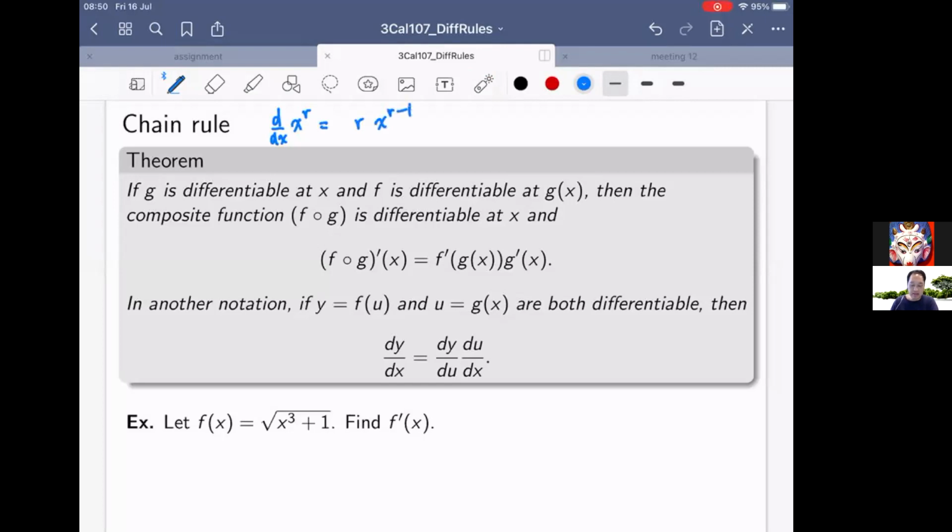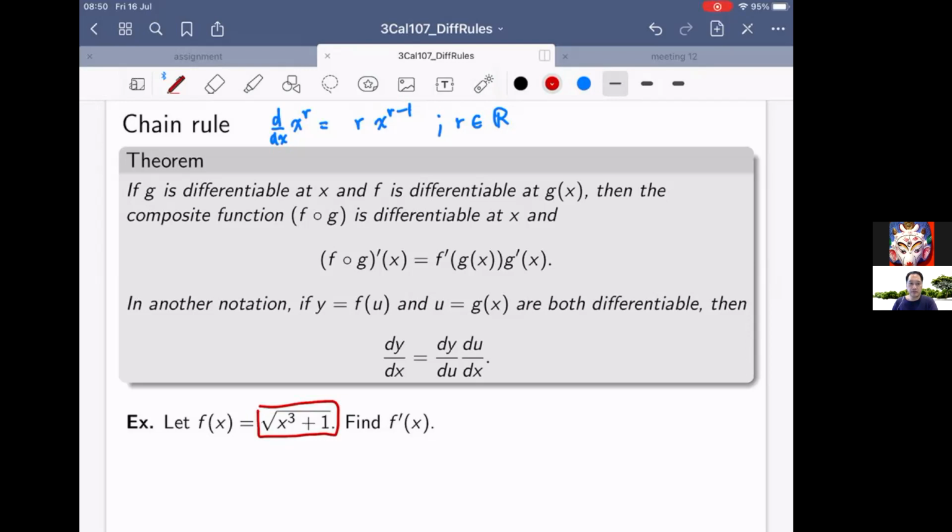However, don't forget that this r can be any real number, right? If we encounter a problem that is not the square root of x, but becomes the square root of x cubed plus 1, then we don't know how to go about it, right? We don't really know what to do.